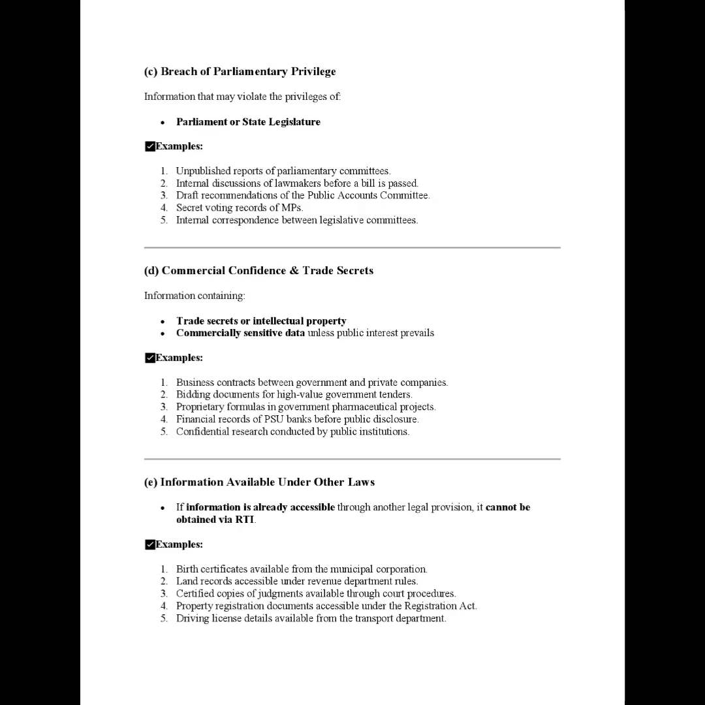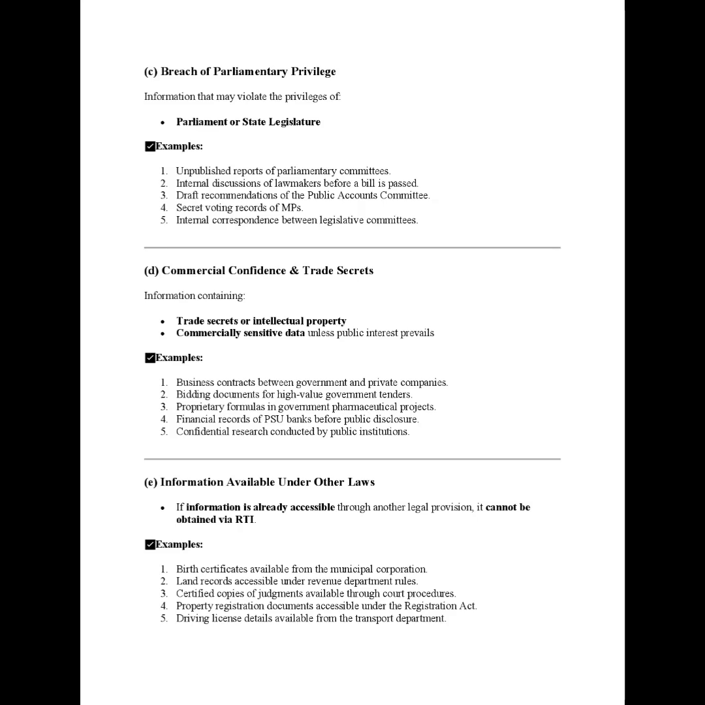D. Commercial confidence and trade secrets: information containing trade secrets, intellectual property, or commercially sensitive data, unless public interest prevails. Examples: 1. Business contracts between government and private companies. 2. Bidding documents for high-value government tenders. 3. Proprietary formulas in government pharmaceutical projects. 4. Financial records of PSU banks before public disclosure. 5. Confidential research conducted by public institutions.